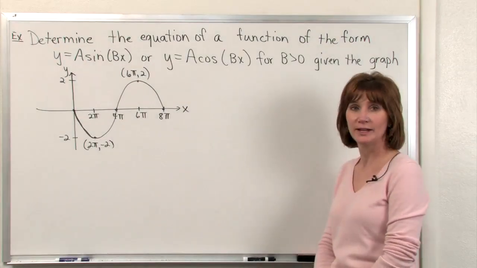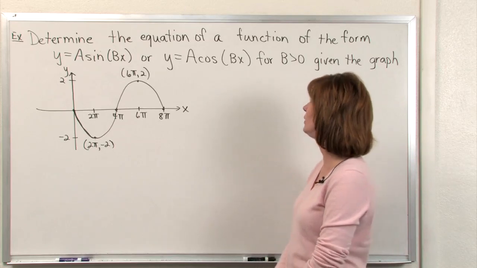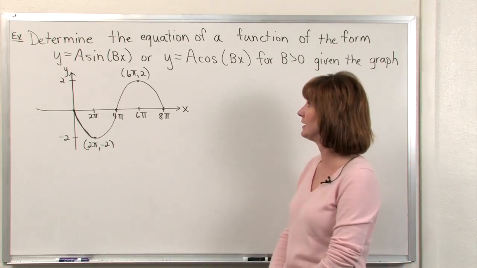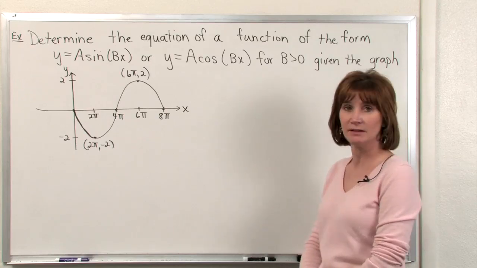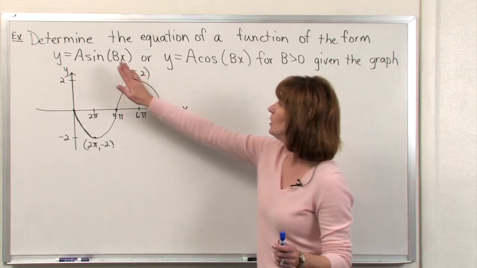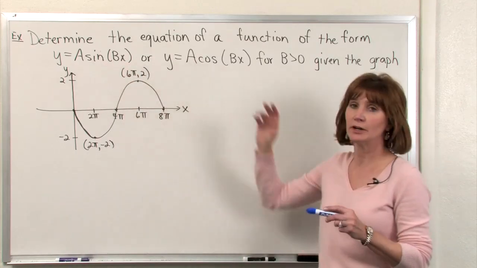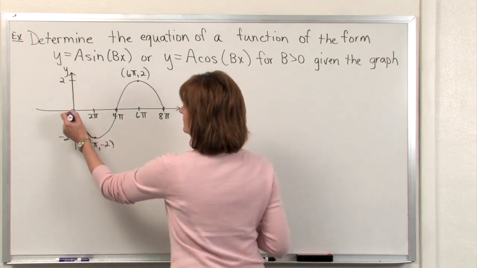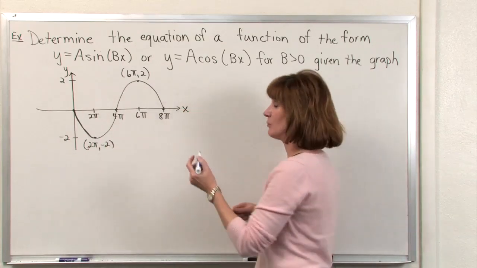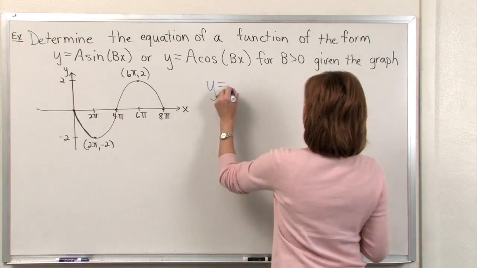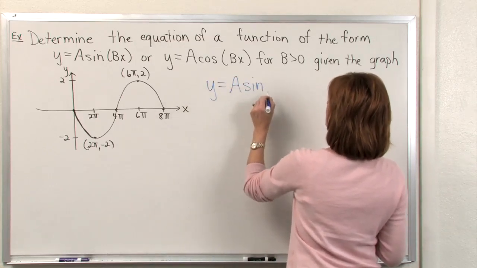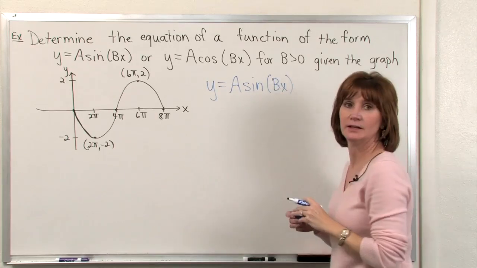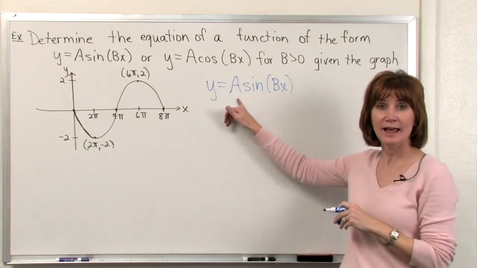In this example, we're given a graph and we want to determine the equation of a function of the form y equal a sine bx or y equal a cosine bx. So we have to decide whether we're going to use a sine function or a cosine function. Well, how do we know? Let's look at the first quarter point. It's 0, 0. It goes through the origin, so we know we're going to use a sine function. So we're going to write y equal a sine bx. So now we have to find b and a.